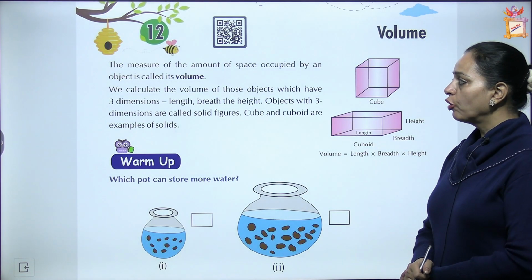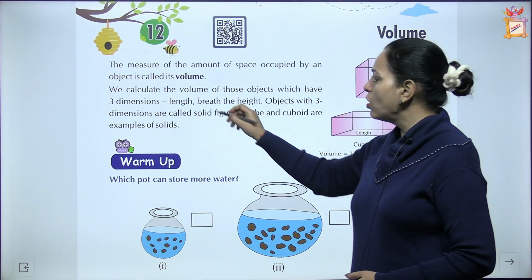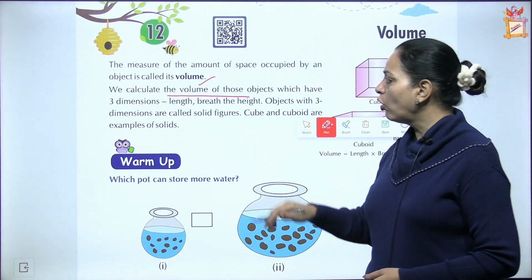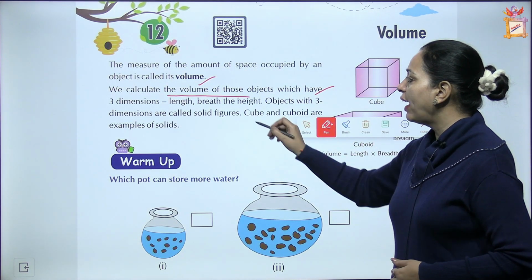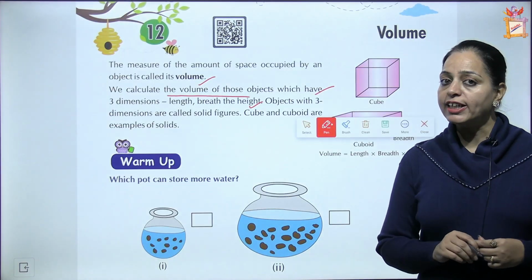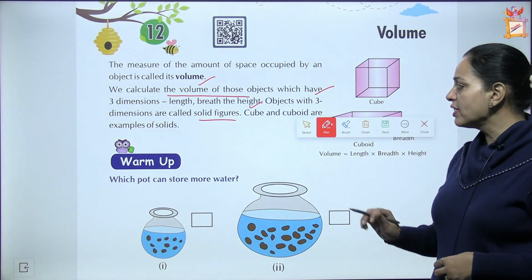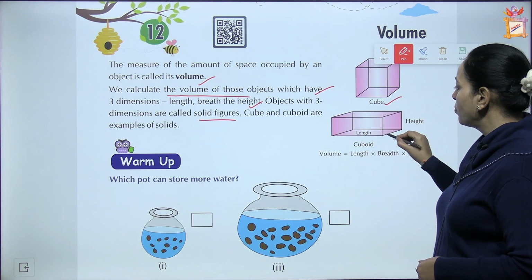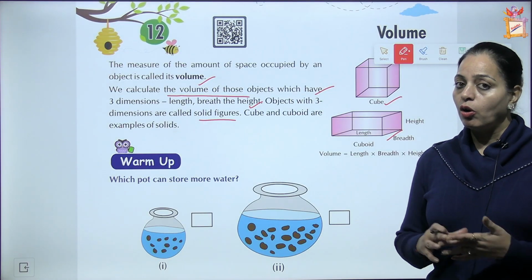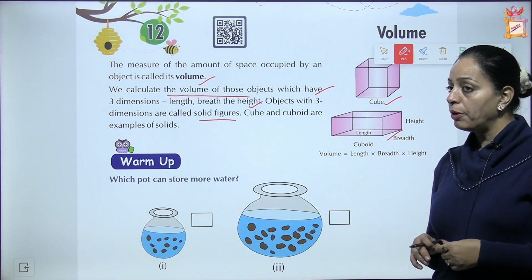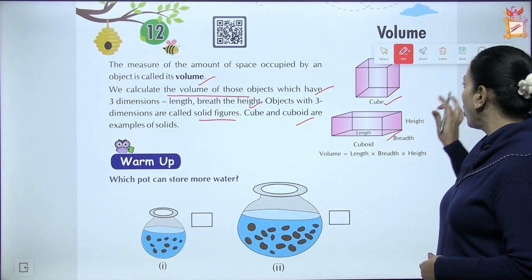Now chapter 12, volume. The measure of the amount of space occupied by an object is called its volume. We calculate the volume of those objects which have three dimensions: length, breadth and height. Objects with three dimensions are called solid figures, right? Cube and cuboid. You must have seen a cube like an ice cube, and a cuboid like a book or cupboard. These are cuboid shapes, like a matchbox. So cube and cuboid are examples of solids.